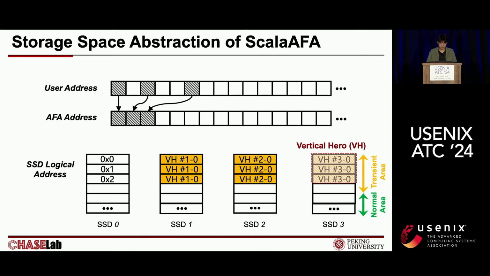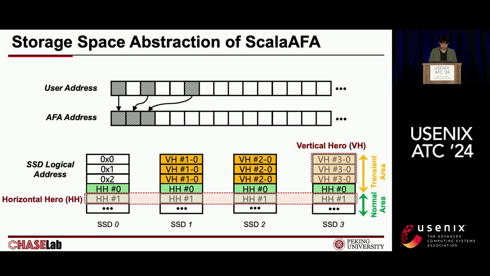In the transient area, K continuous chunks in the same SSD make up a vertical hero, or VH, while in the normal area, K plus M chunks with the same SSD logical address from K plus M SSDs are grouped as a horizontal hero, or HH. Further, ScalaAFA composes one HH and M VHs as a hero group, or HG. For simplicity, in all examples of these slides, we set K as 3 and M as 1. That is, construct a RAID 5 with 4 SSDs.